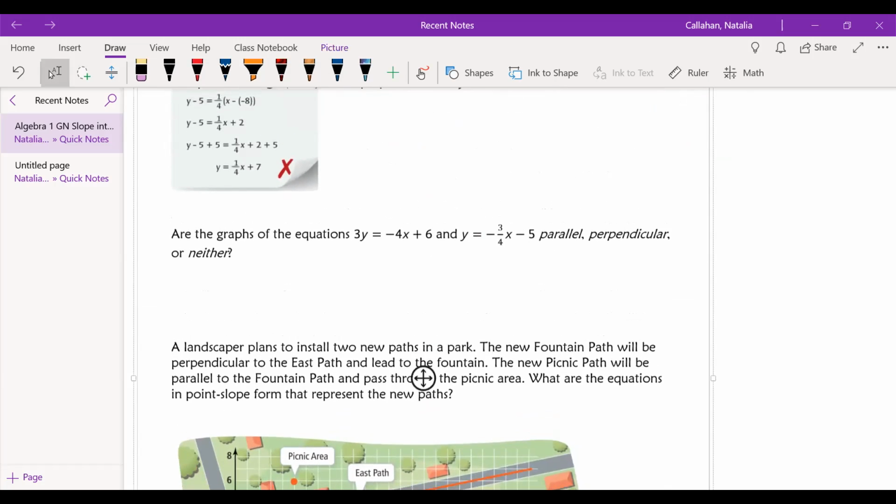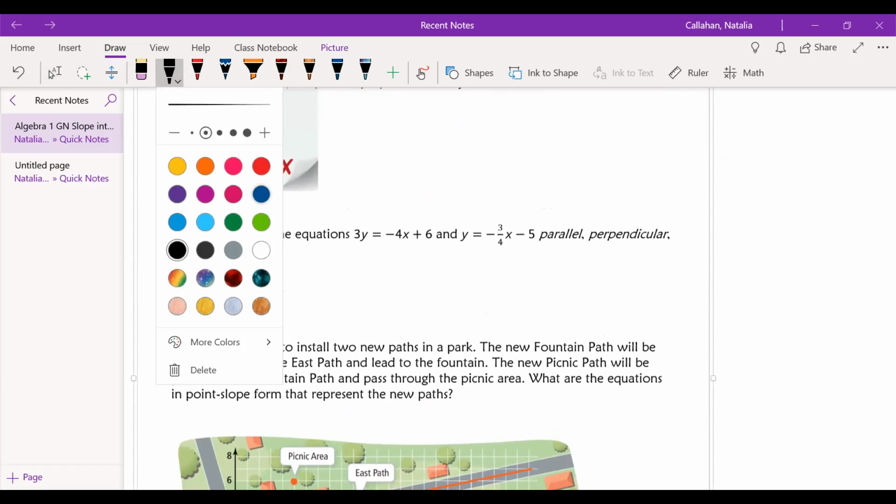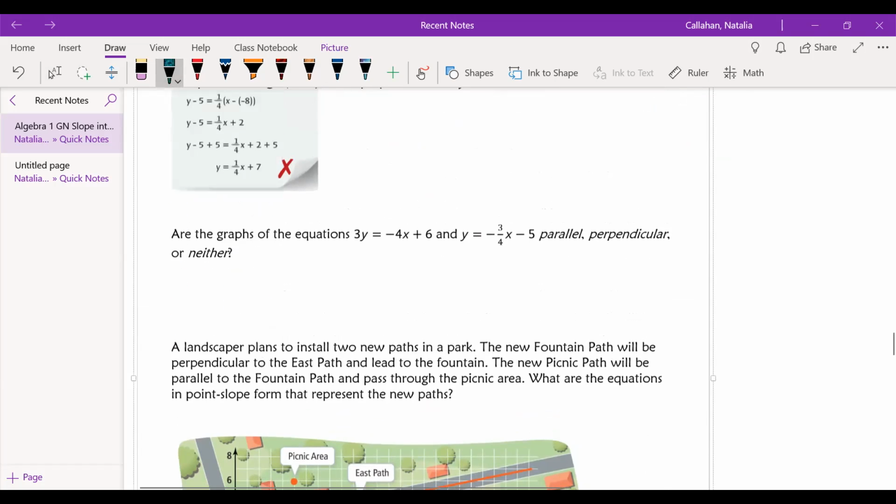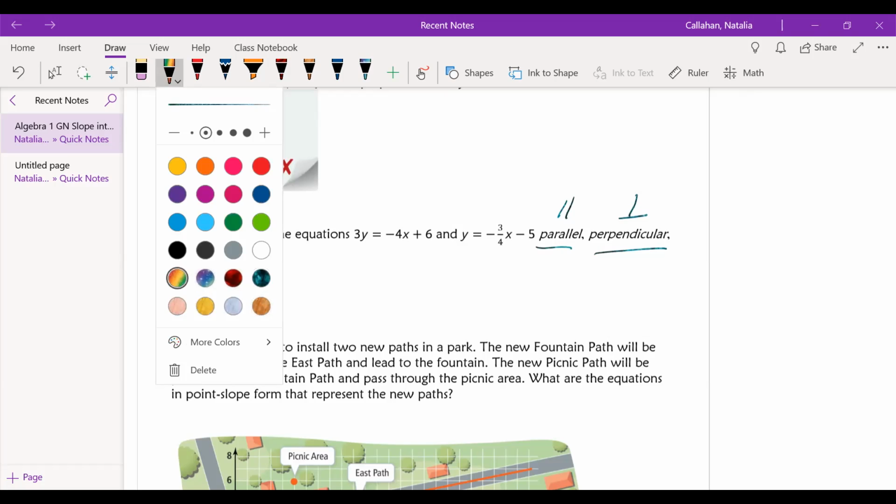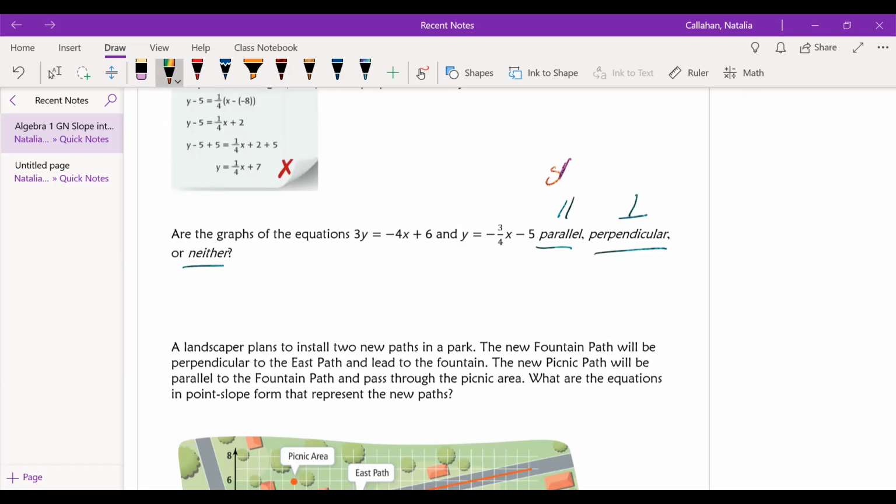All right, let's go ahead and take a look at this question here as a review. This one says, are these graphs parallel, perpendicular, or neither? And as you guys know, parallel means that they're going to have exactly the same slope. Perpendicular means that they're negative reciprocals. But before we can do that, let's see if everything is solved for y. For the first equation, it's not, so I will have to divide by 3 on everything. So y is equal to negative 4 over 3x plus 2.